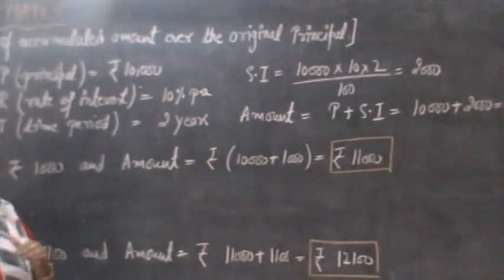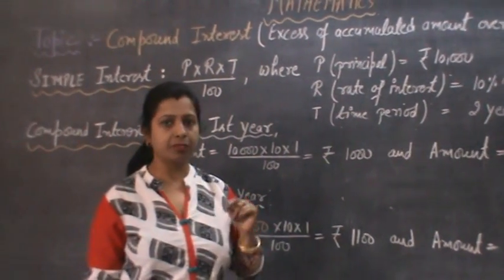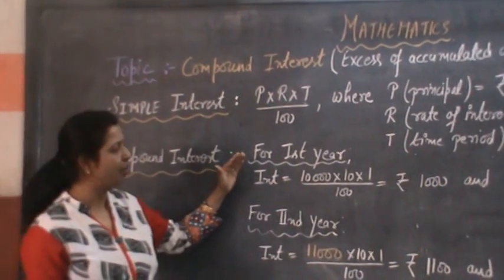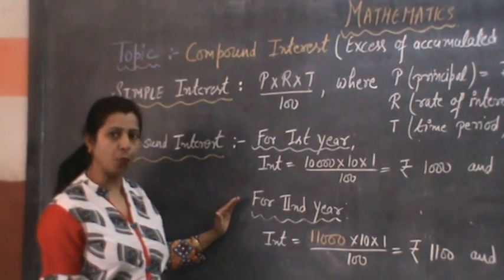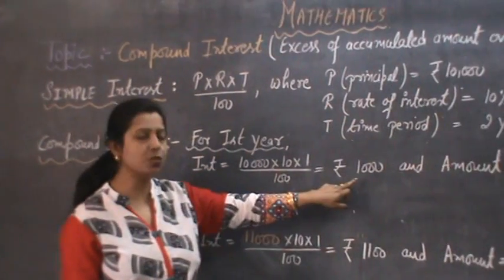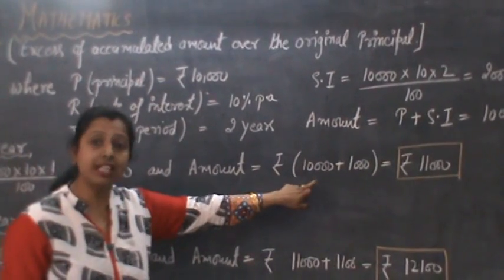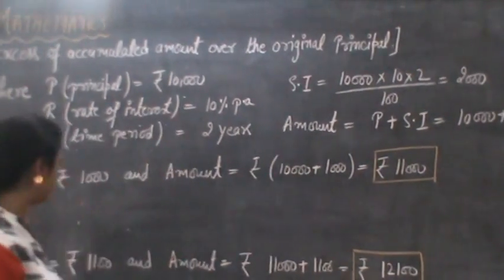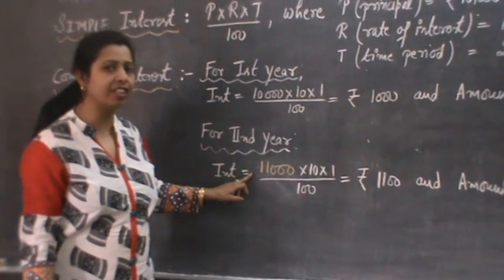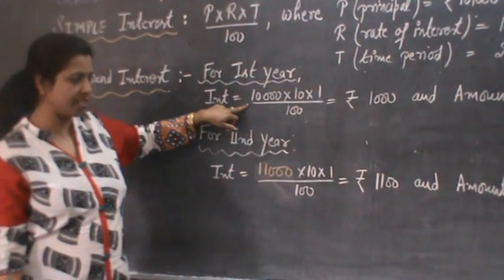But in the scheme of compound interest, the interest is calculated over a period only. If the time period is 2 years, the interest will be calculated separately for first year and second year. Why? Because when we calculate the interest for first year, we get rupees 1,000 as interest and the amount becomes 11,000. This amount of 11,000 becomes the principal for the next year. It means the principal for the next year is increased as compared to the principal of the previous year.